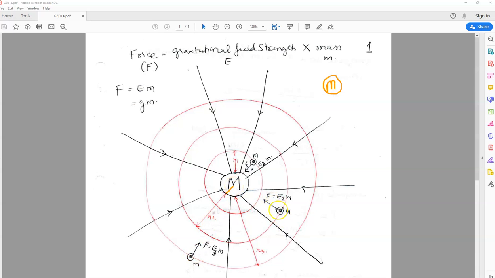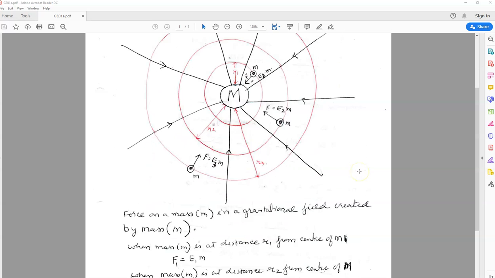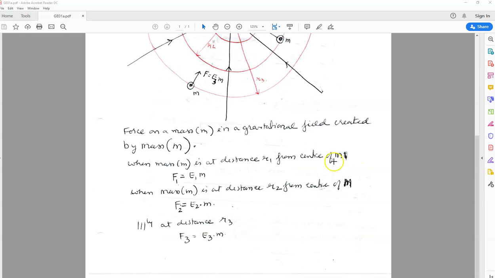I have also shown you the direction of the force. It is towards the mass, or it is in the same direction as the direction of the field. Now this is what you will come across in the gravitational field chapter. Now, the force on mass m in the gravitational field created by the mass M. So you have to use these kinds of sentences.